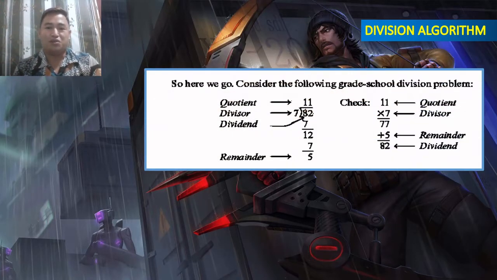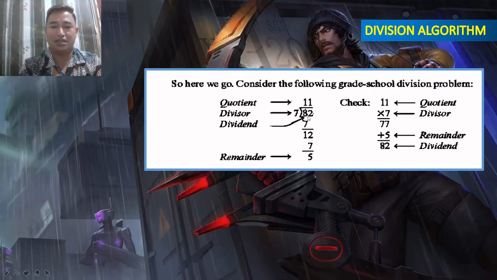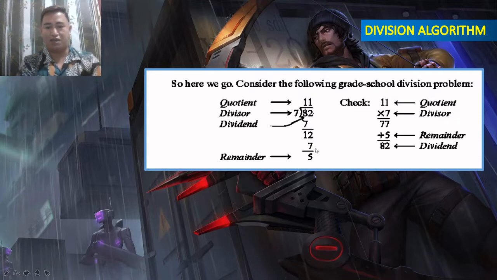Here we go. Consider the following grade school division problem, the division algorithm. 82, class, is our dividend. Divide it by 7. The answer, the quotient, is 11, and the remainder is 5. To check, 11 times 7 is equal to 77, and then we add 5, the answer is 82.